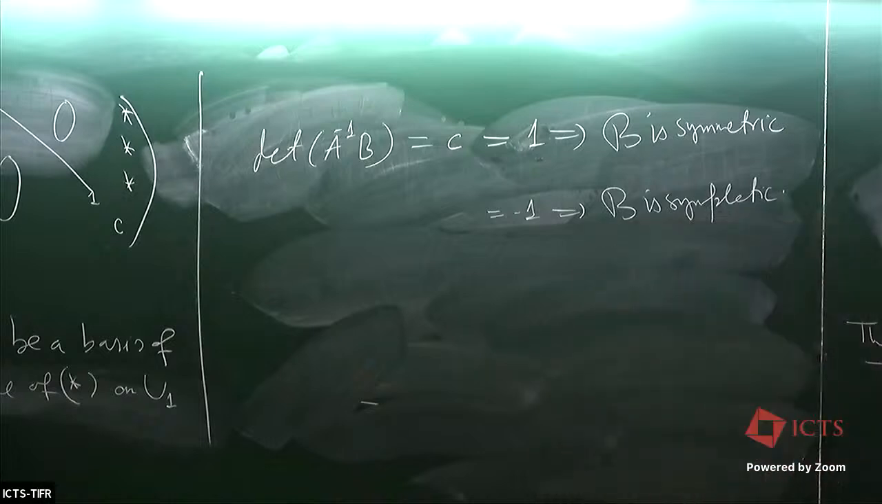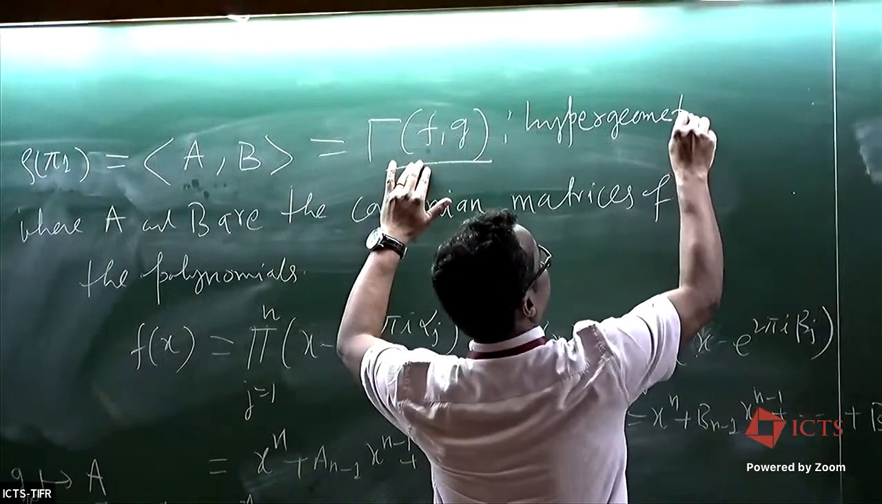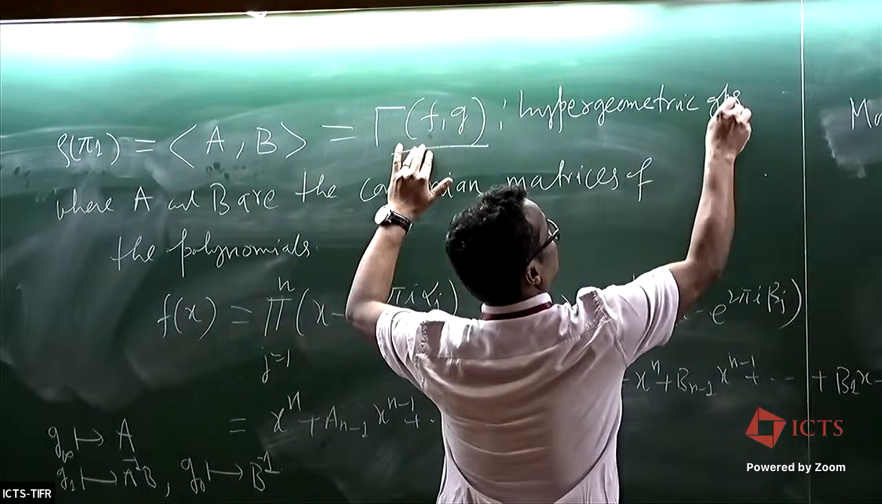The group generated by these two matrices, let's denote this as gamma of F, is the monodromy group of the hypergeometric equation associated to the pair of polynomials F and G. Because they are monodromy groups of these hypergeometric equations, groups of this form are called hypergeometric groups.